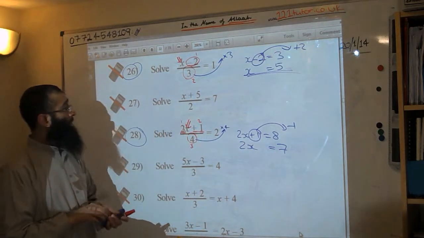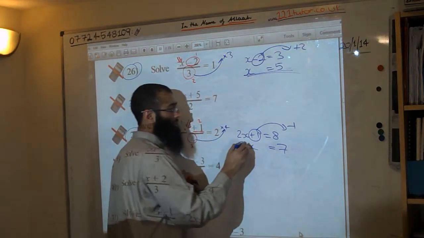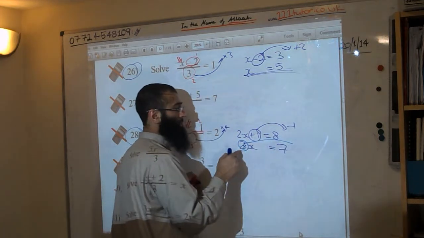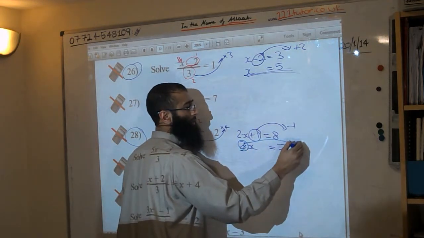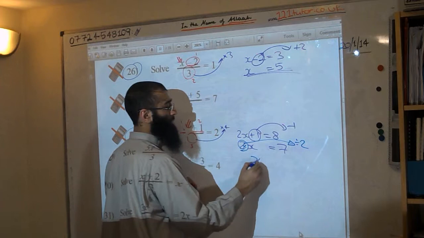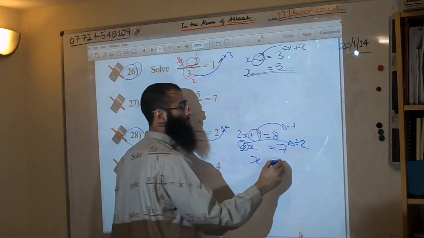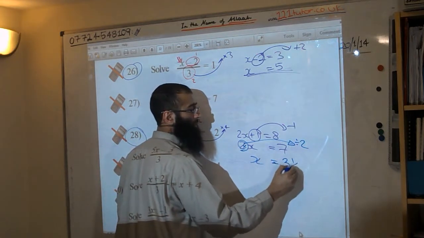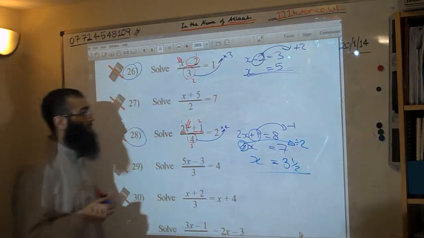Okay, now we're going to move the first action last. So the opposite of times by 2 is divided by 2. So 7 divided by 2 is? 7 divided by 2 is 3 remainder 1 over 2, or 3.5.